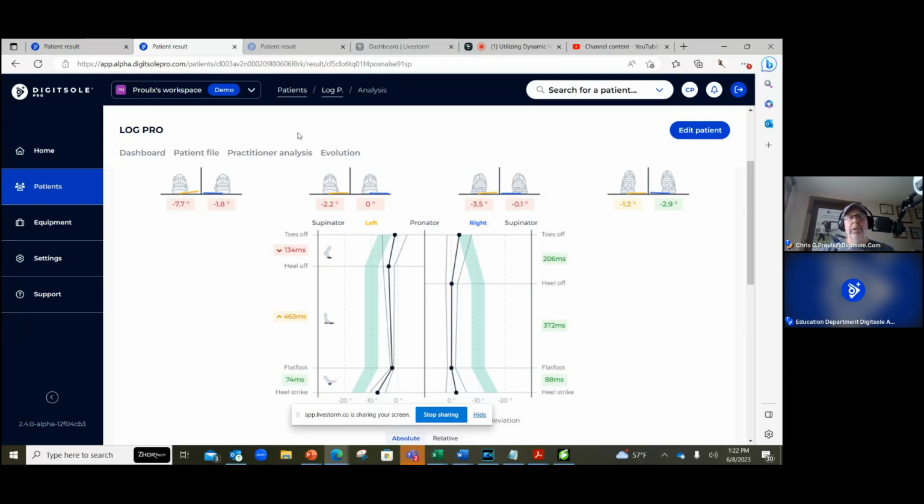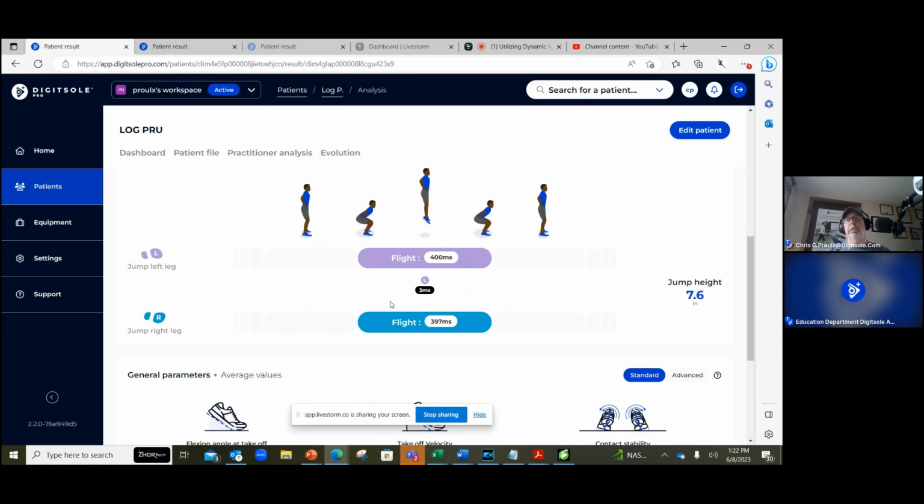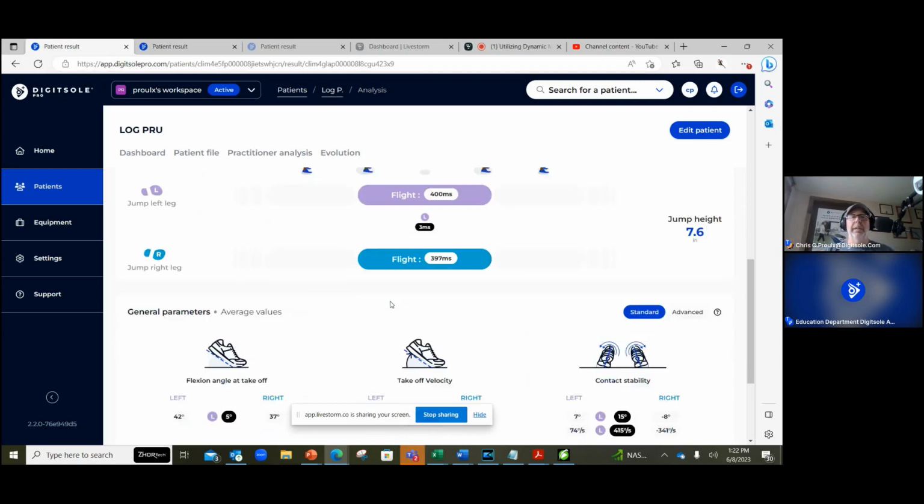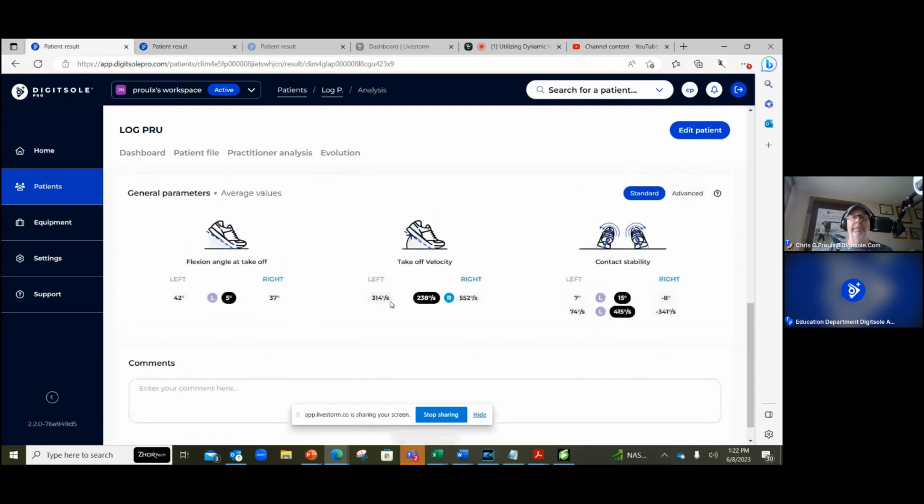But with a young person who's progressing, there's a lot of variability. We all know that in terms of gait variability, there's even more variability in terms of this. So let's go back and look at what we have here.